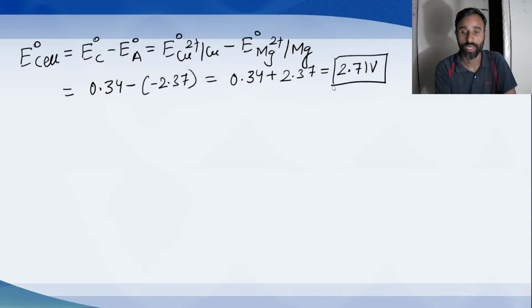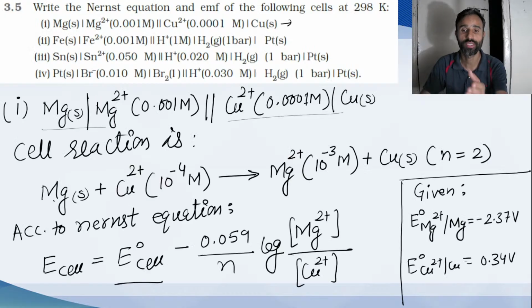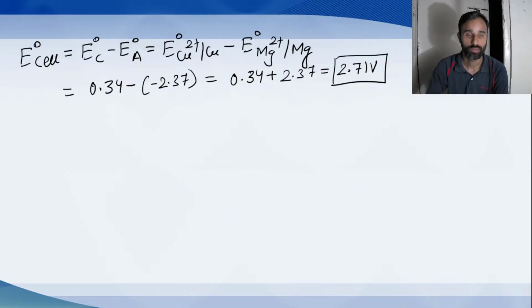2.71 volt. So that is the value of E naught cell. Now we have the concentrations of Mg2+ and Cu2+. That is also given to us. This is the concentration of Cu2+, concentration of Mg2+. So now just calculate E cell.